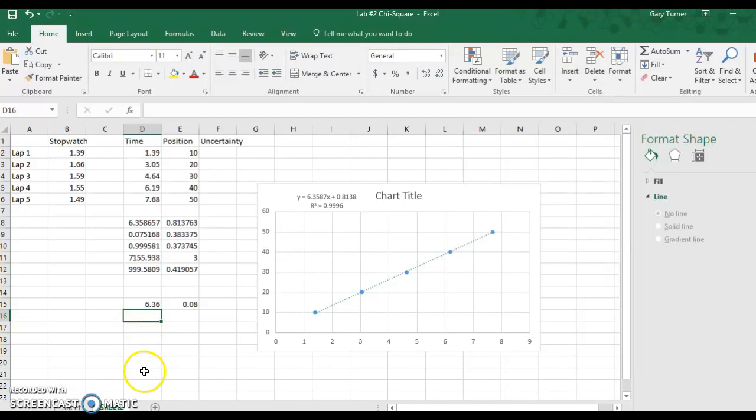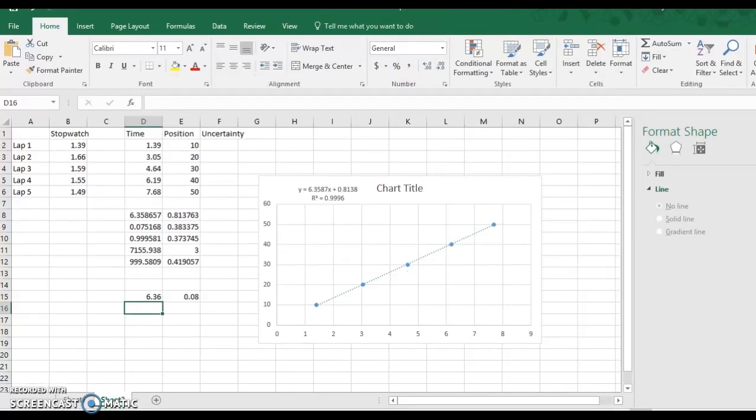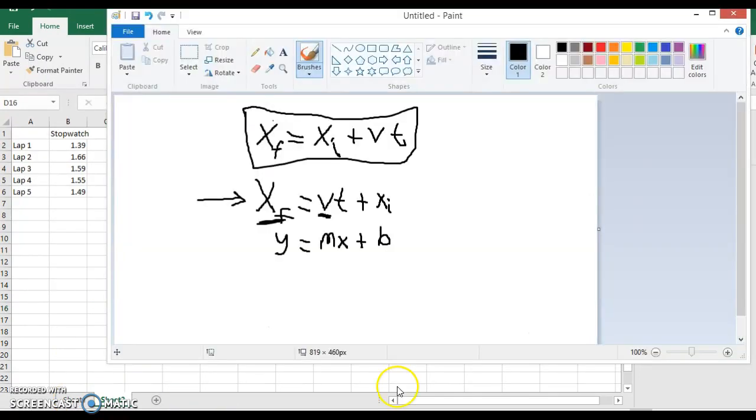Okay. All right. Now, what about the funny chi-squared business? What are we doing? Well, let's go back here to the equation. So here is a predictive model. This is our model. If I know what the velocity is, and if I know what my intercept is, then I can compute or predict the final position, or where the final position should be at any given time.